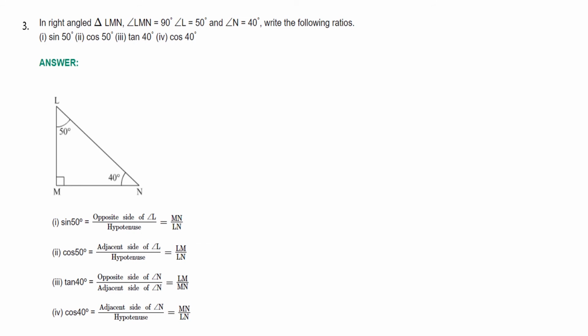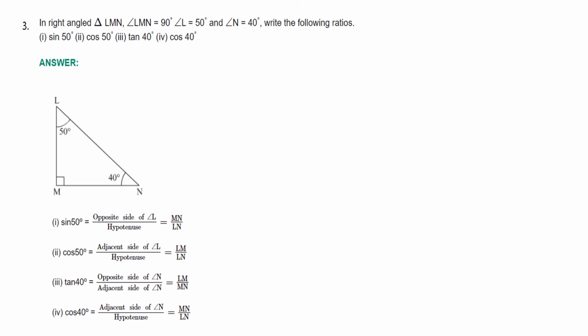Now sin 50 degrees, that is sin theta. Look at the measure of angle L. You have the given angle L here. So sin 50 is equal to opposite side of angle L upon hypotenuse. Opposite side of angle L is MN. Hypotenuse is the side opposite to 90 degrees, that is LN. So sin 50 is equal to MN upon LN.